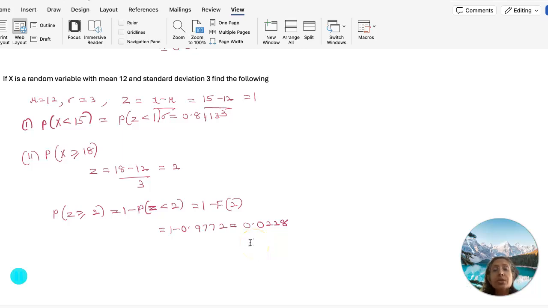So that concludes this lesson. We have learned what a continuous random variable is, properties of a standard normal distribution and a normal distribution, and how to use the normal distribution table to do simple problem solving.